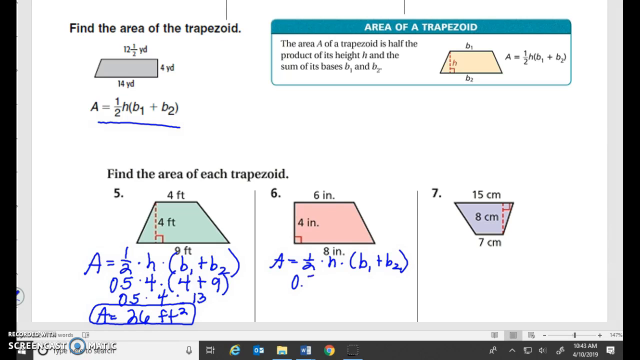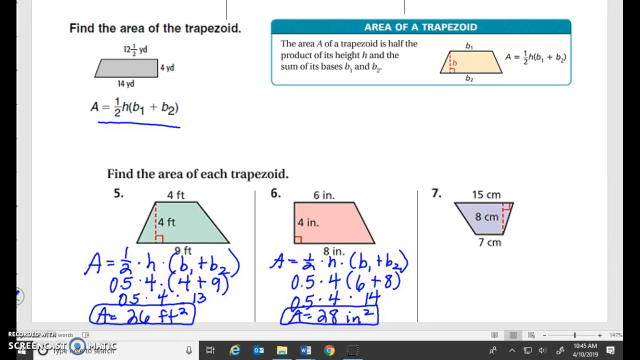Okay, I'm going to start filling in numbers. 1/2 becomes, the height is, parentheses, base 1, 6 plus 8, 6 plus 8 is base 2. Okay, go ahead and solve that. Make sure when you solve it, like for instance, I'm going to do my parentheses first, and then I'm going to bring everything down before I solve my final problem. Okay, so on number 6, you ended up with 28 inches squared. Make sure you have 4 lines of work there.